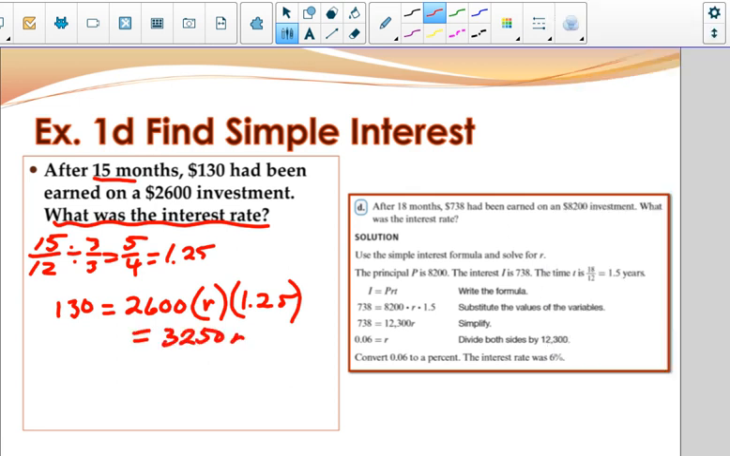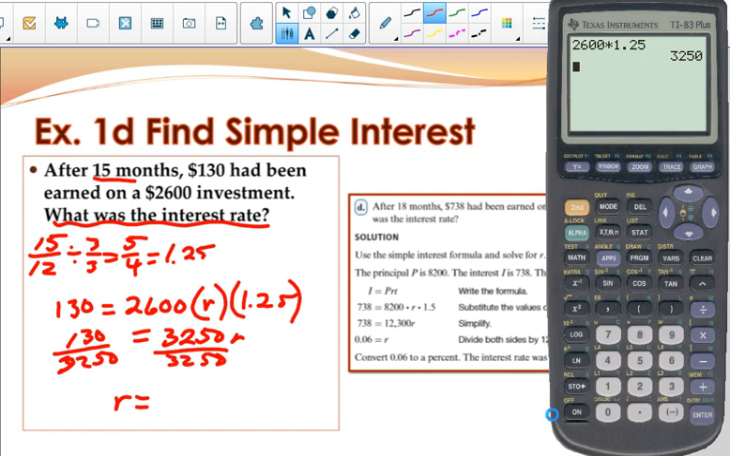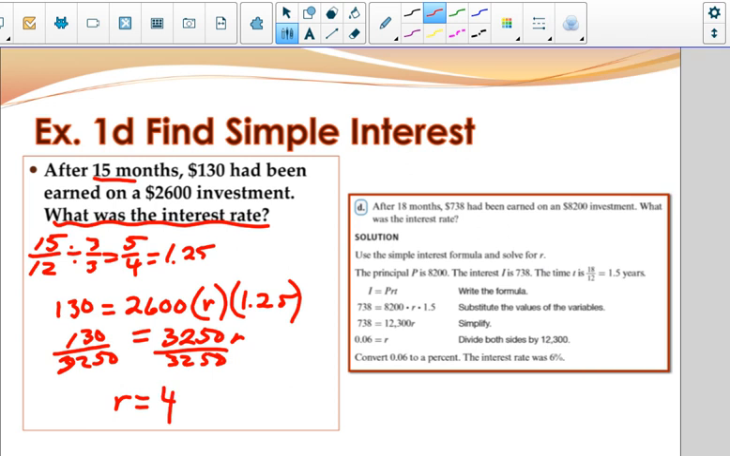3250R equals 130. Divide this side by 3250 to get your interest rate. When we do this division, it gives you the percent as a decimal, so you need to multiply that by 100 afterwards. So we have 130 divided by 3250, and that gives you an answer of 0.04, which means 4%. That's how much the bank is going to pay you for putting your money into their bank.